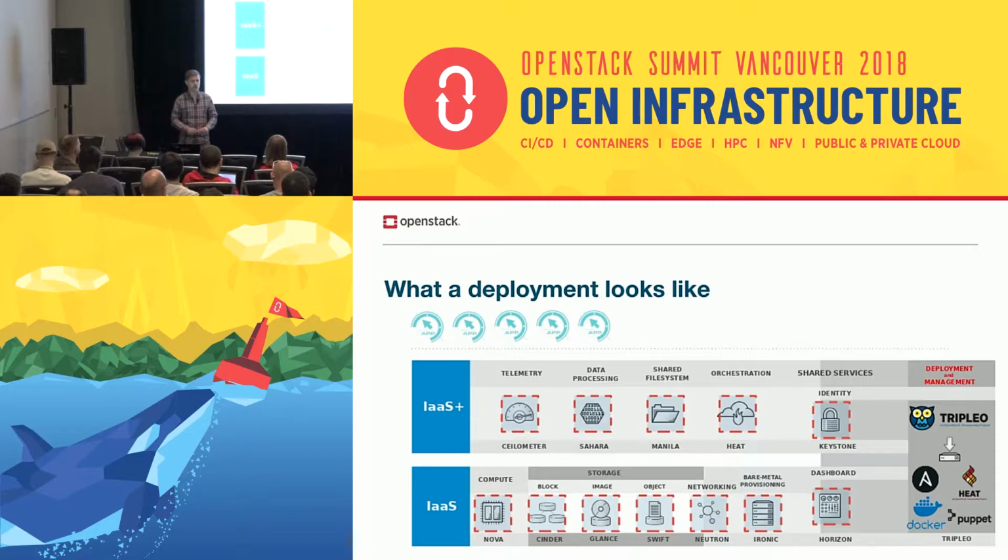At the foundation, we use Heat, Mistral, and other services like Swift and Zaqar, but we also use tools like Ansible. I think everyone is familiar with Ansible in the room, but if you don't know Ansible, it's a deployment tool that we use to deploy and upgrade OpenStack. We also use Docker for the services that we containerize. And finally, we also use the Puppet modules for configuration management.